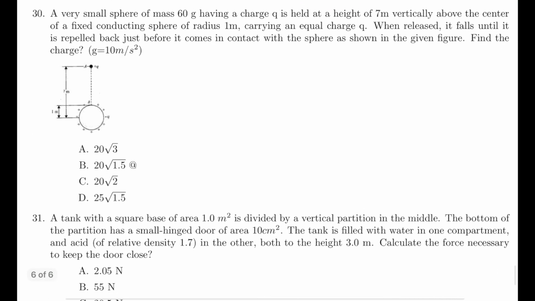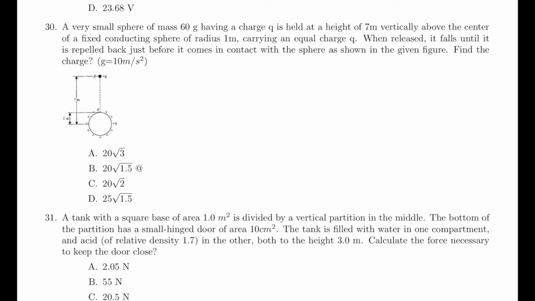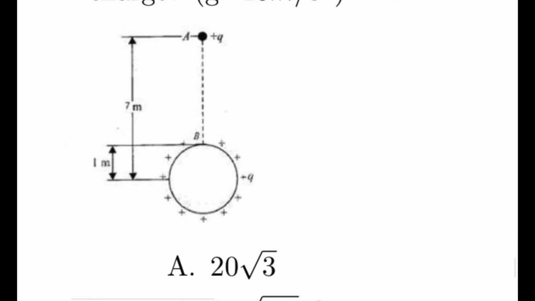Now question 30 says a very small sphere of mass 60 gram having a charge q is held at a height 7 meter vertically above the center of a fixed conducting sphere of radius 1 meter carrying an equal charge q. When released, it falls until it is repelled back just before it comes in contact with the sphere, as shown in the given figure. Find the charge. So let's consider this as the level of potential energy. The gravitational potential energy is 0 here.